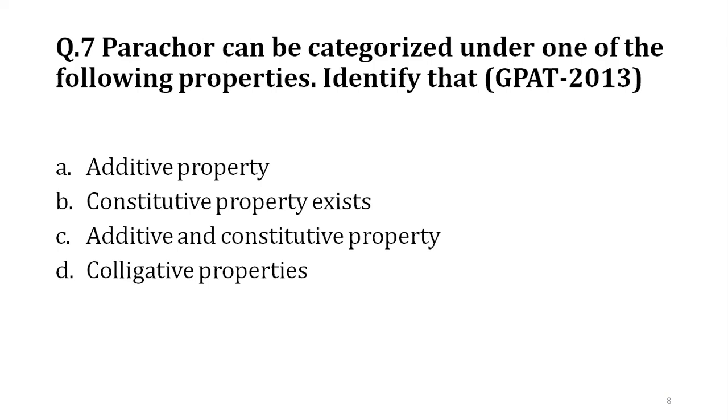Next one: parachor can be categorized under one of the following properties. Identify that. This question was asked in GPAT 2013. First, additive property. Next, constitutive property. Then additive and constitutive properties, and last, colligative properties.